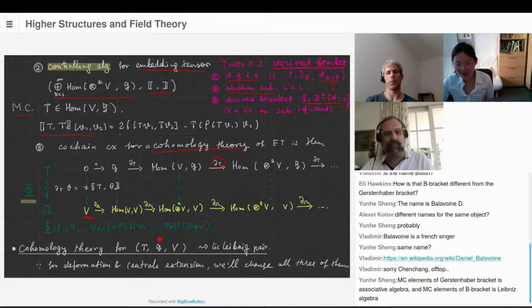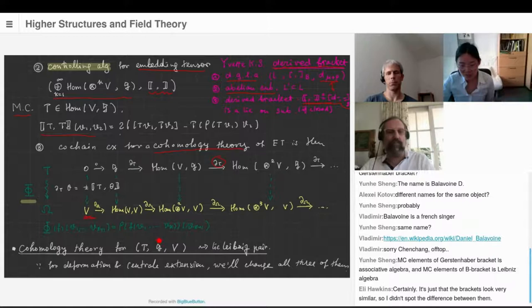Then over there is also some sort of shortcoming for this. Well, not perfect, namely this cohomology can only control the deformation of T and central extension of T. But in reality, probably we want to centrally extend G and V and deform G and V and T all together. And if you put them all together, I think it's called a Lie-Leibniz pair, right?